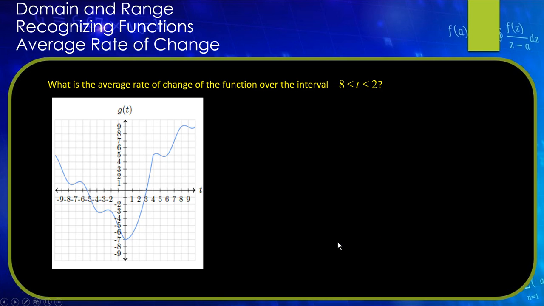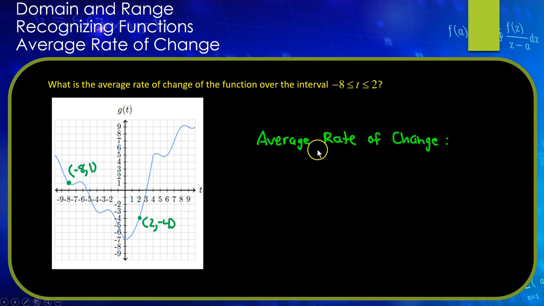From this graph again, a very similar graph, what's the average rate of change of the function over the interval negative 8 and 2? So take a moment, calculate the rate of change for that, and then we'll go over it. Well, again, I want to go from negative 8 to positive 2, so I have to find the coordinates on the graph that go along with it. At negative 8, the graph of g of t is at 1. At 2, the graph of g of t is at negative 4. So negative 8, 1, and 2, negative 4 are my ordered pairs.